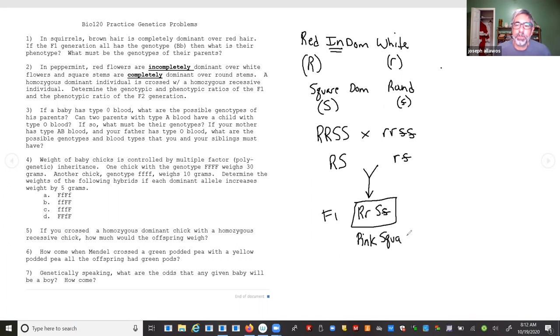So all of the individuals in the F1 generation, mints make a lot of seeds. There could be 500 seeds. And if you planted those 500 seeds, every plant that came up would have pink flowers and square stems. This is our F1. So it's no different than doing it with complete dominance. You just have to realize anytime you have a heterozygous individual for that incompletely dominant trait, you're going to get a mixing. Okay. No big deal.